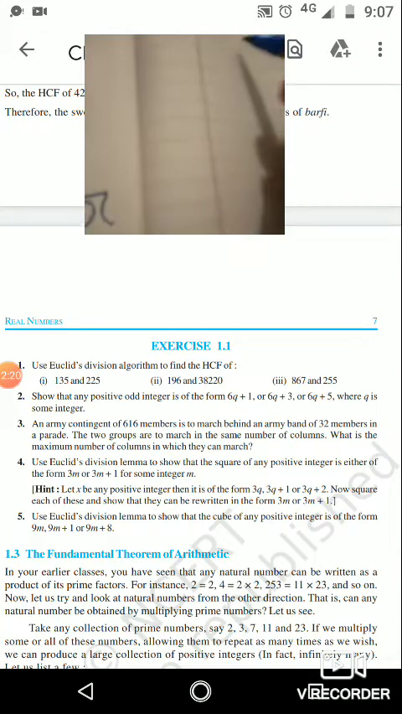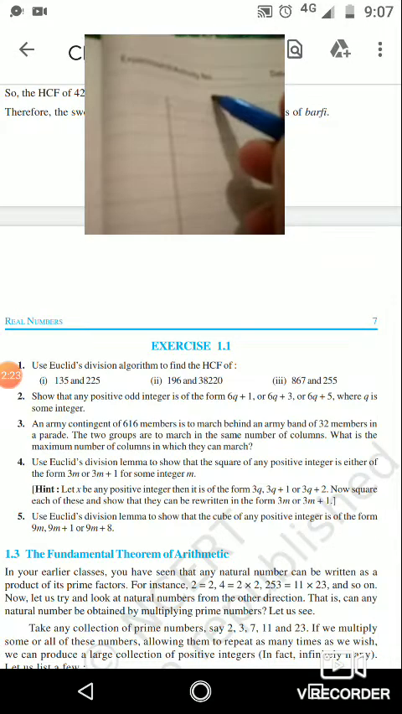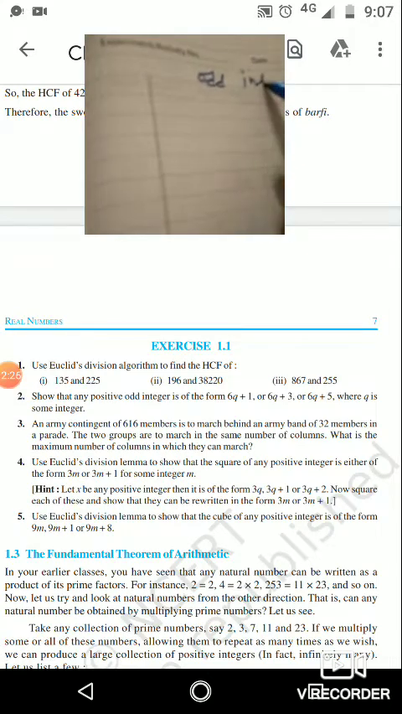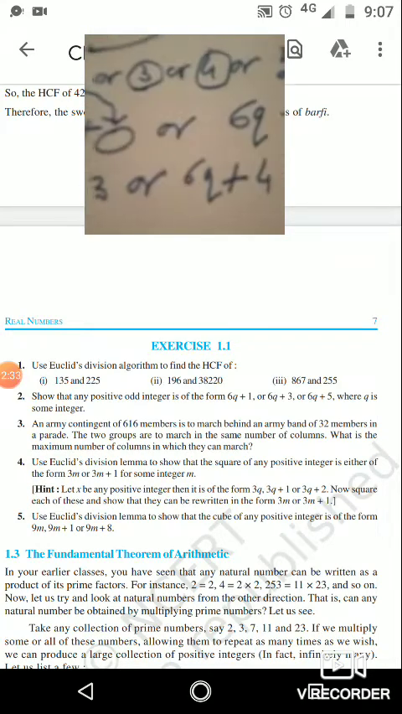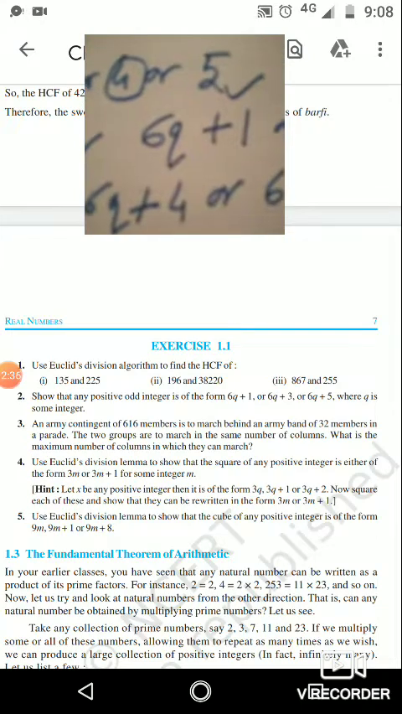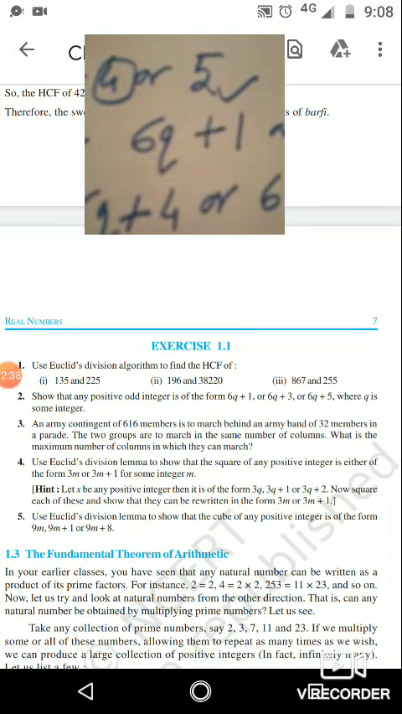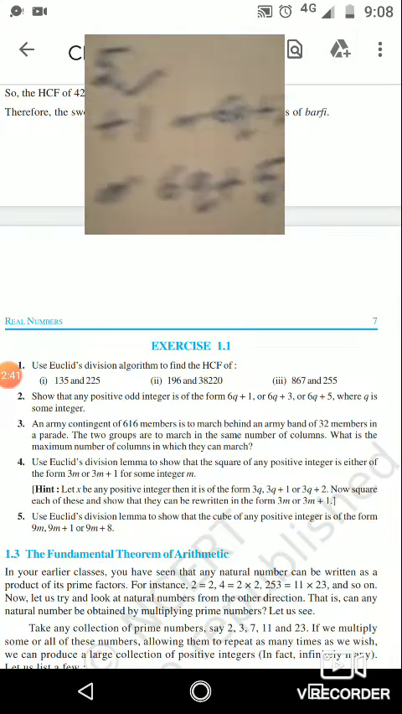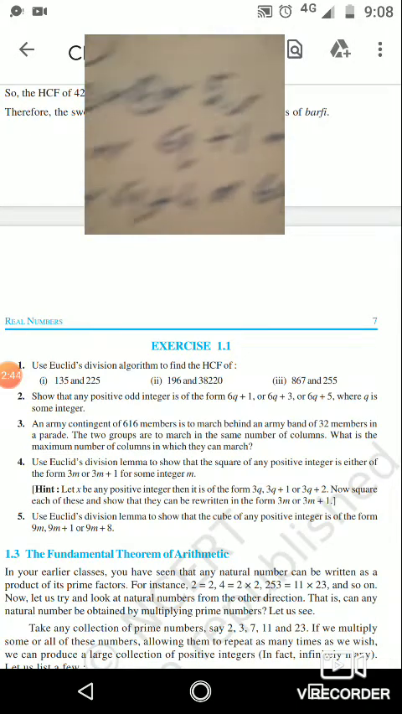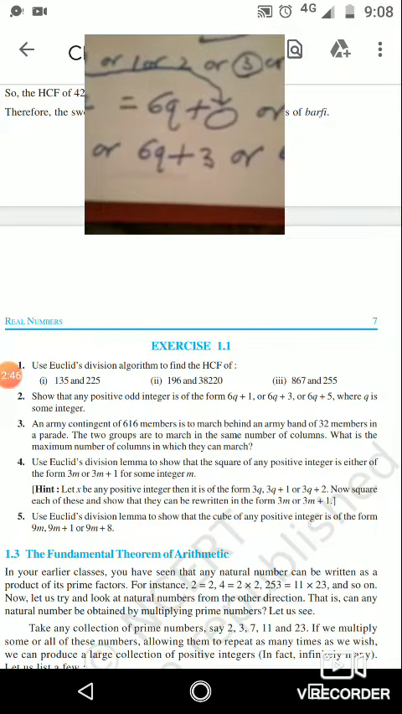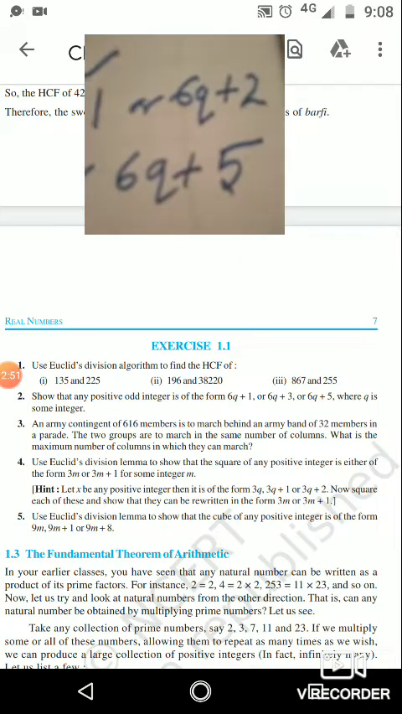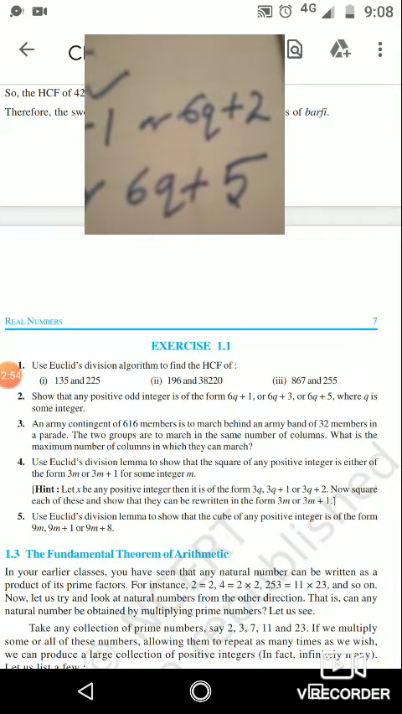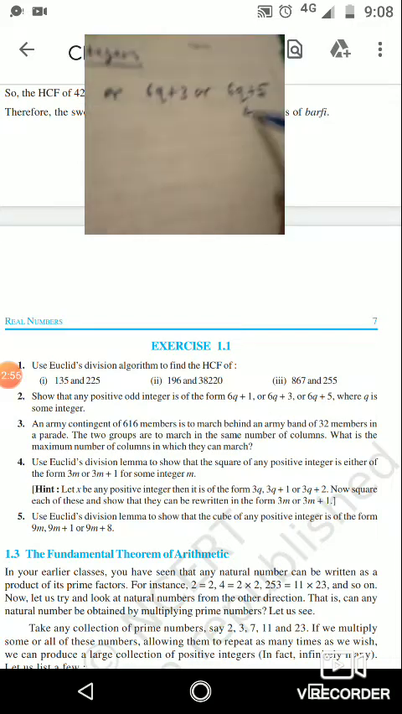Now finally, the question is about odd integers. 6q plus 0 is not an odd number. So first is 6q plus 1, odd number. 6q plus 2 is even, then 6q plus 3, odd number. 6q plus 4 is even, 6q plus 5 is odd. So this is the answer.